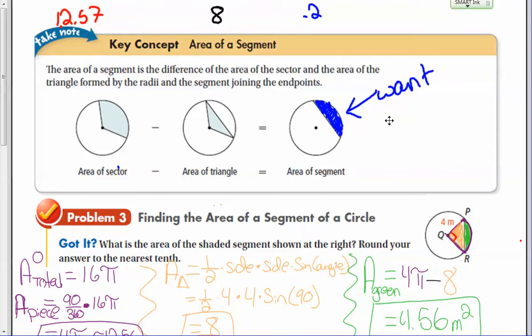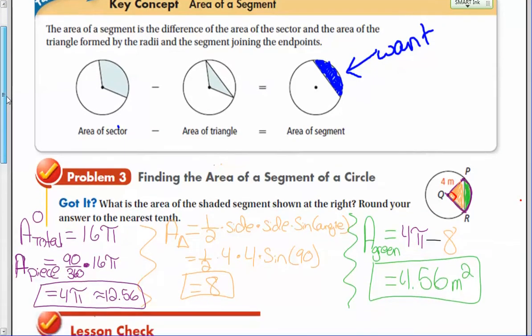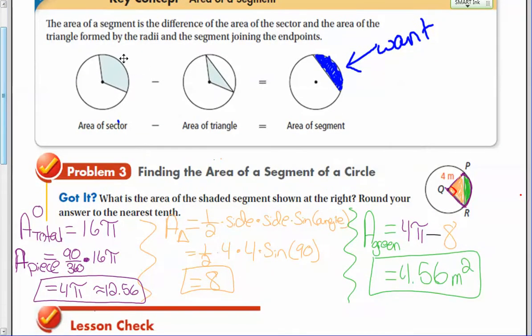All right, so I'm just going to go through for just a second and show you how to do this type of question. It's using all skills we already know, and we're going to follow this pattern. Find the whole piece of pizza, take away that triangle, and I'll be left with what I want.